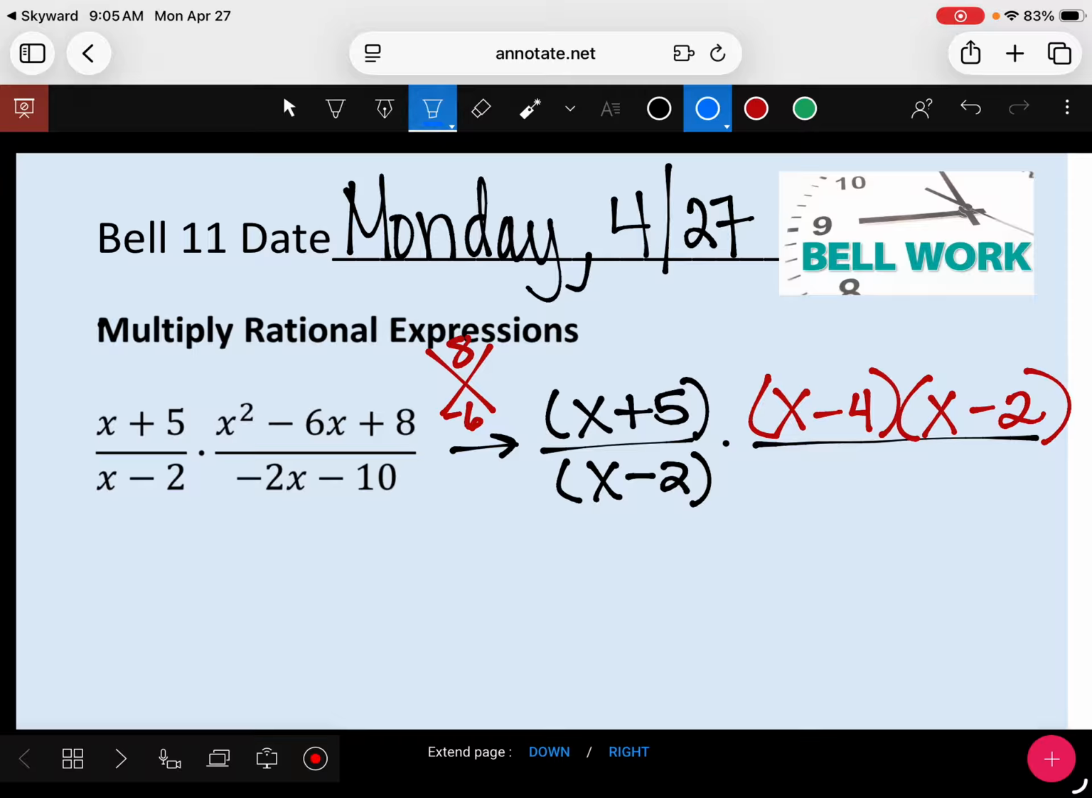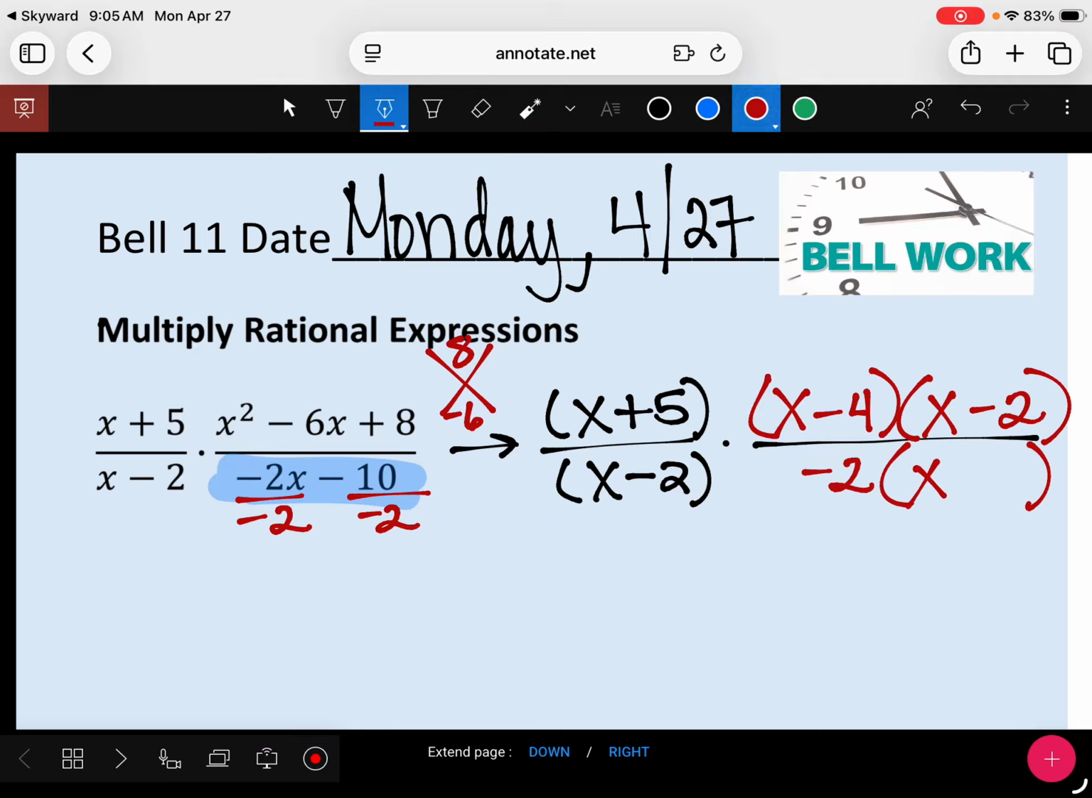Now for this denominator, the only thing we can do is take out a GCF. And the GCF we're using is -2. So -2 divided by -2 is 1. So you have 1x or x. -10 divided by -2 is 5. Positive, because two negatives become positive.